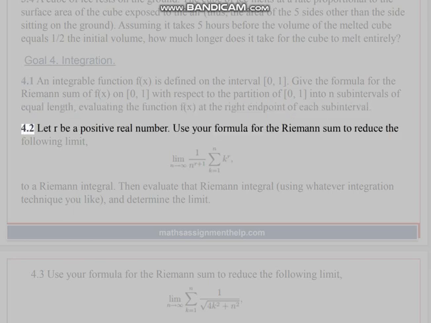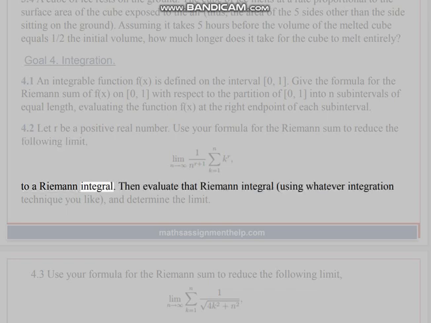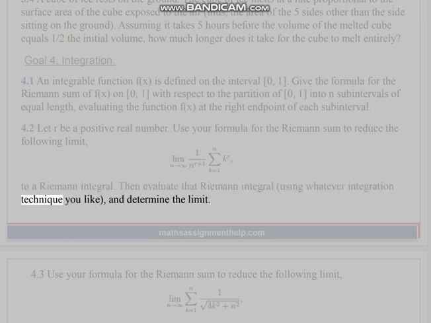Point 2: let a be a positive real number. Use your formula for the Riemann sum to reduce the following limit to a Riemann integral. Then evaluate that Riemann integral, using whatever integration technique you like, and determine the limit.